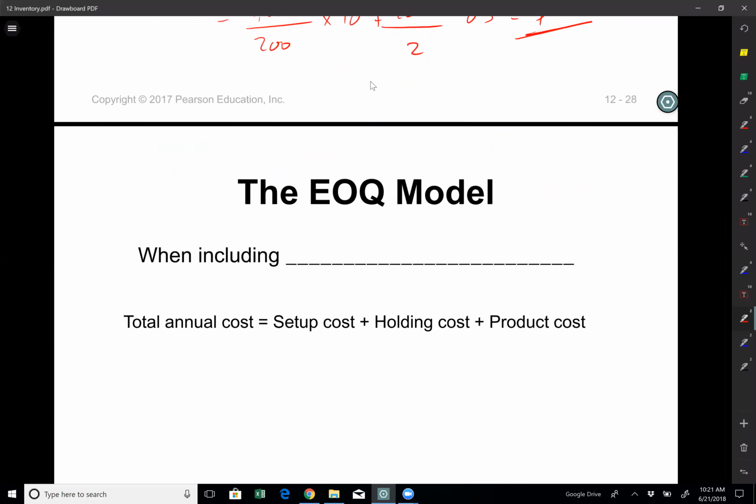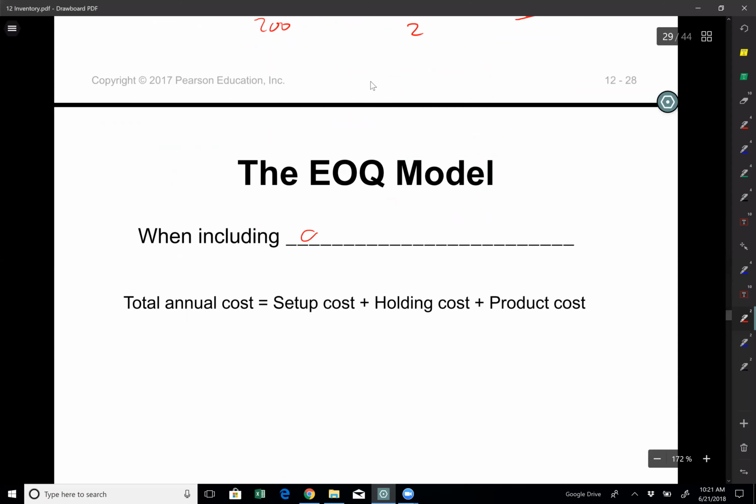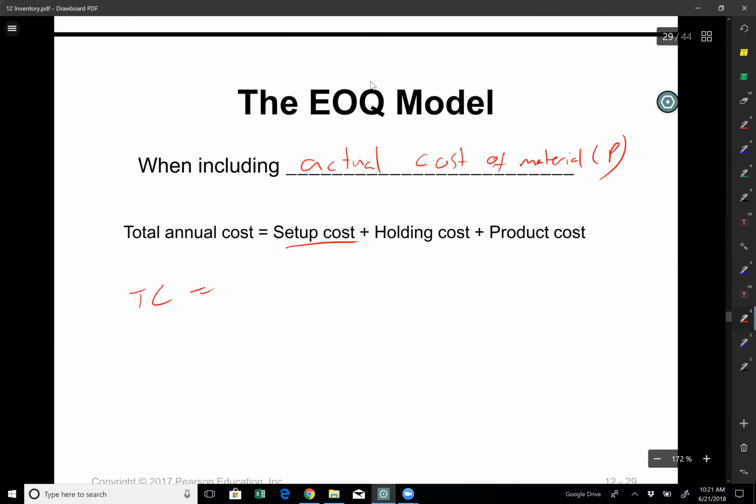So in the EOQ model, actually we could also include the actual cost of material, which is going to be denoted by P. Then my total cost function will change: setup cost plus holding cost plus product cost extra. So we know that again, setup cost is D over Q, number of orders, times S, order cost per order, plus average inventory, which is Q over 2, times holding cost per year, plus now I have product cost per product is P, times annual demand of D, so that would give me my new total cost.